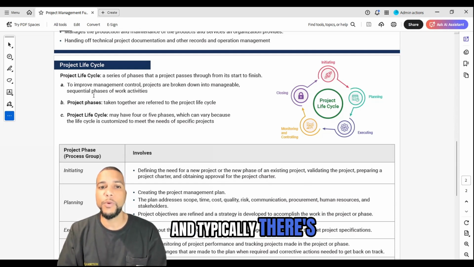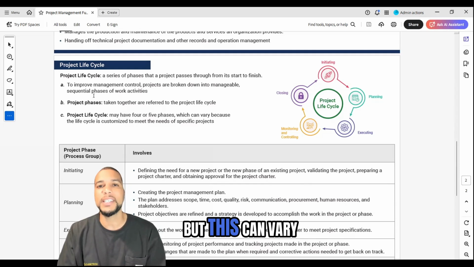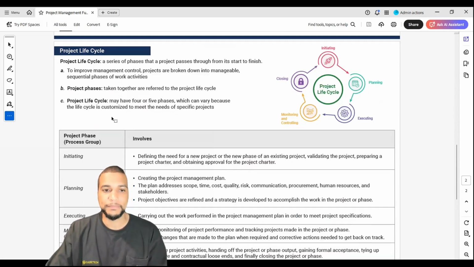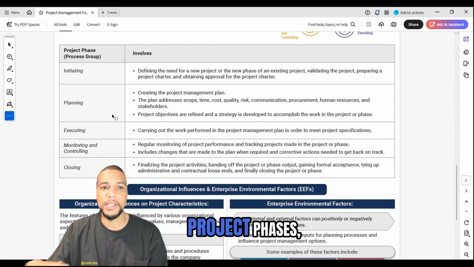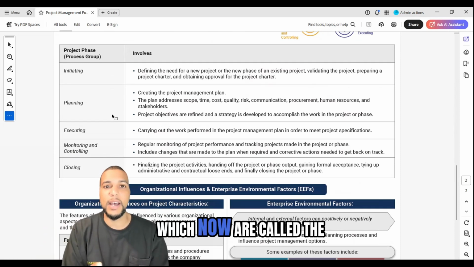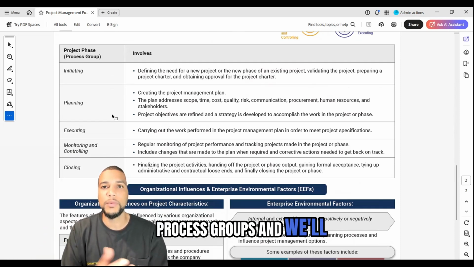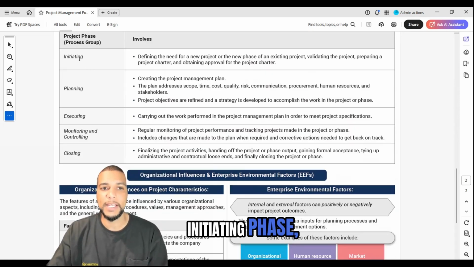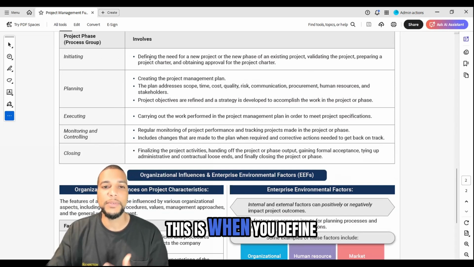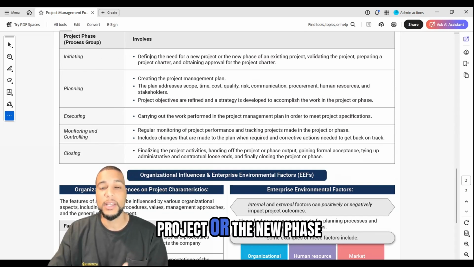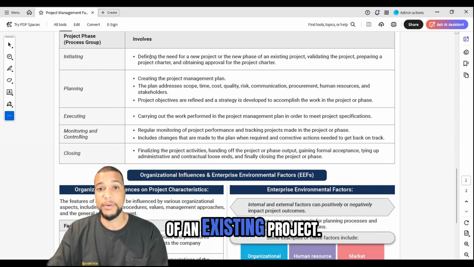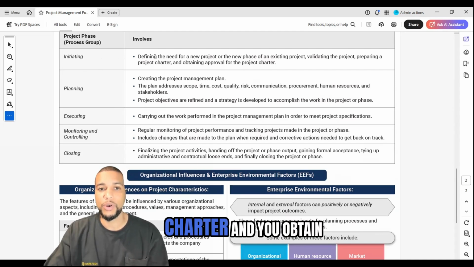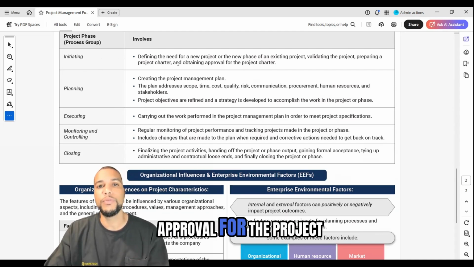And typically there are 4 or 5 phases, but this can vary because you want to make sure that you're tailoring towards the project. We'll go through some project phases, which now are called the process groups, and we'll talk about what they involve. First, the initiating phase. This is when you define the need for a new project or the new phase of an existing project. You validate the project, you prepare a project charter, and you obtain approval for the project charter.